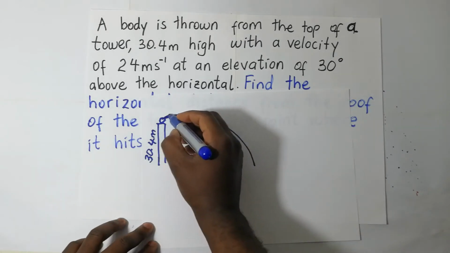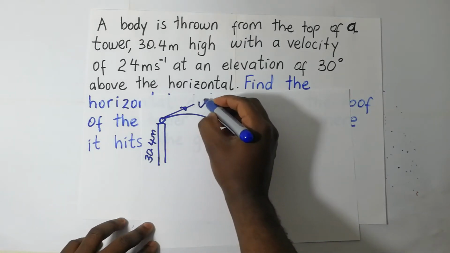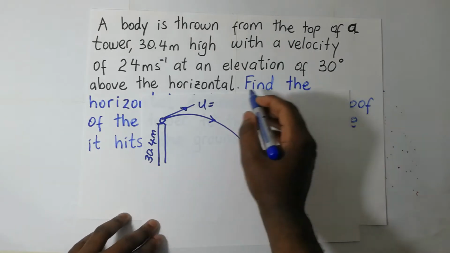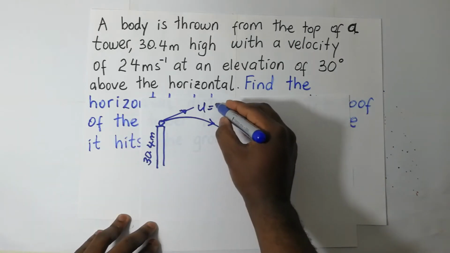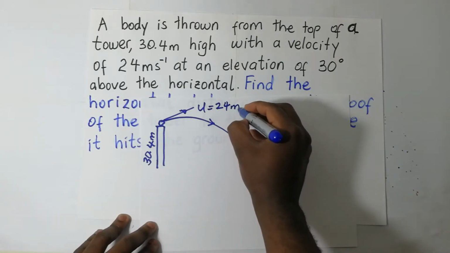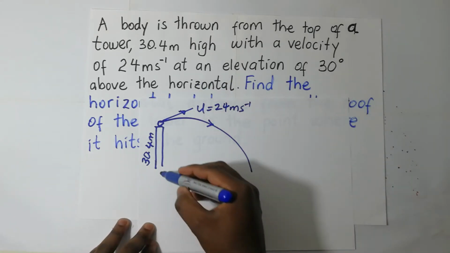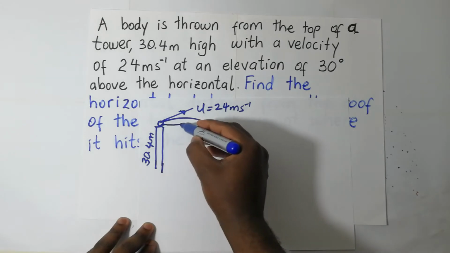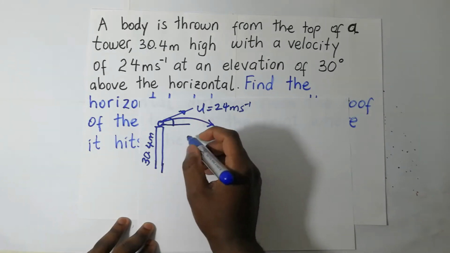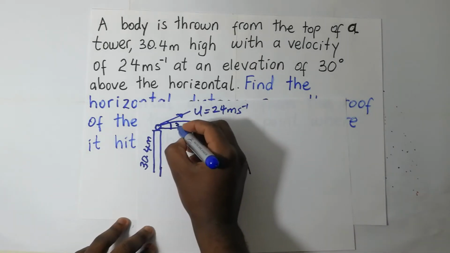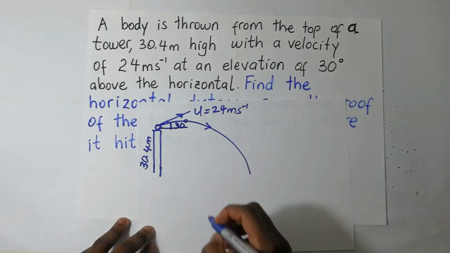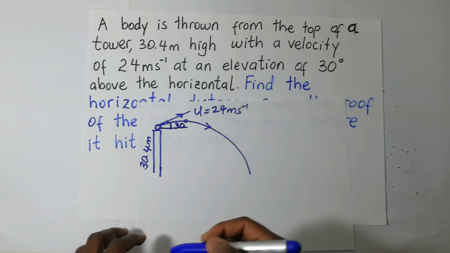It's 30.4 meters high with a velocity of 24 meters per second. So the velocity with which this thing is being thrown, u, is equal to 24 meters per second at an elevation of 30 degrees above the horizontal. So meaning the angle of elevation here is 30 degrees. Let me write it there. So the angle of elevation there is 30 degrees above the horizontal.